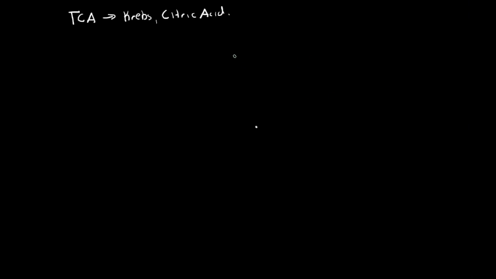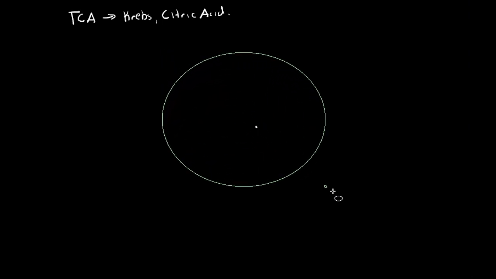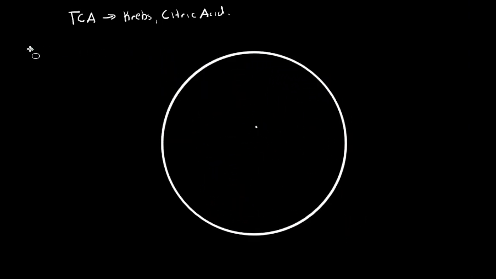And it is commonly drawn as just a large circle. I'm just going to use one of these circles here. So we have this large circle here because it kind of happens in a circular process. So you have your acetyl-CoA up here that comes in from the oxidation of pyruvate. So this is your acetyl-CoA molecule coming in.